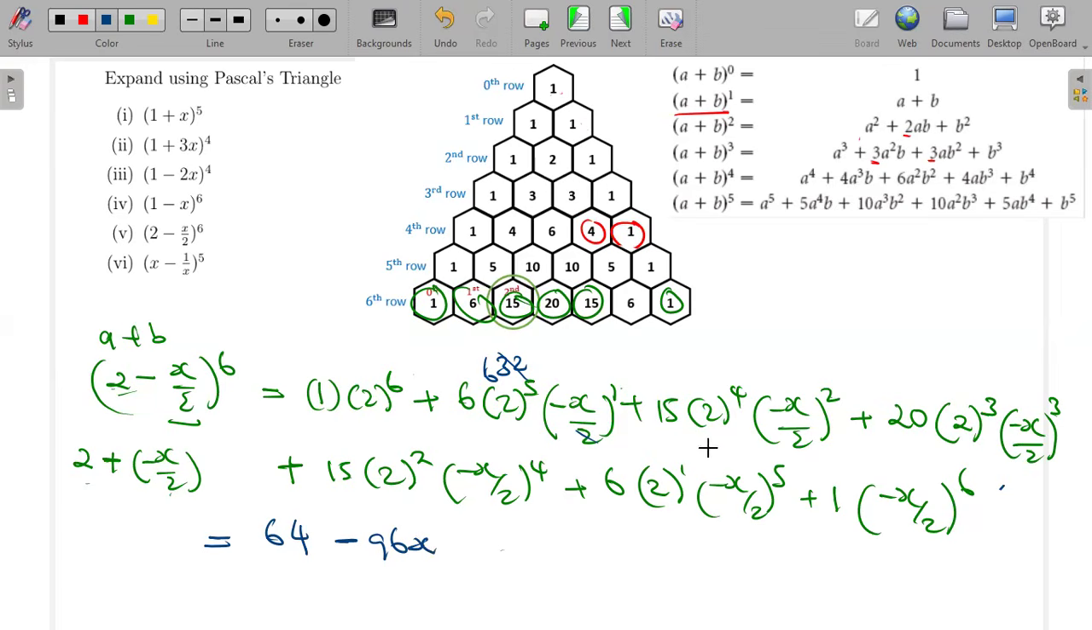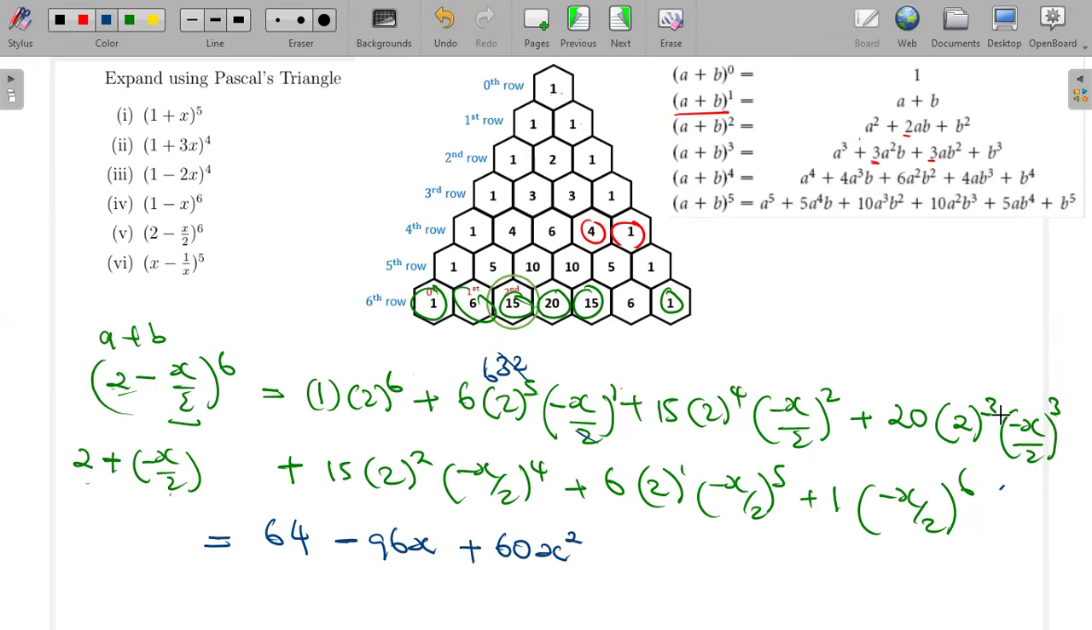Then the next, you have 2 to the power 4. So 2 to the power 4 is just 16. 16 divided by 2 is 8. 8 multiplied by 15, you get 60. Since this is raised to an even power, the negative will go and you have a positive. So this will be positive, and then we get 60, and then this is raised to the power 2, so that will be x to the power 2.